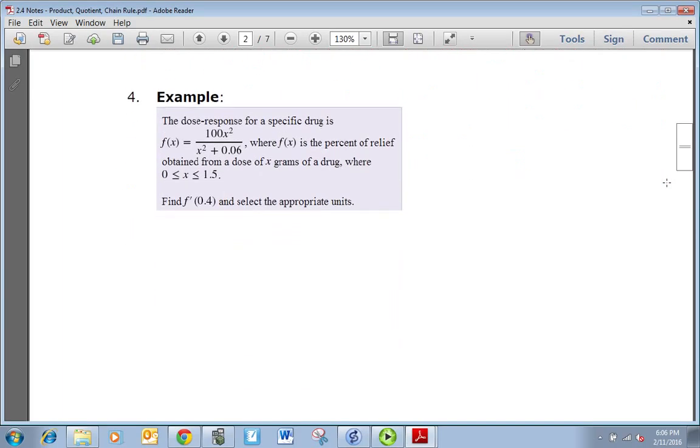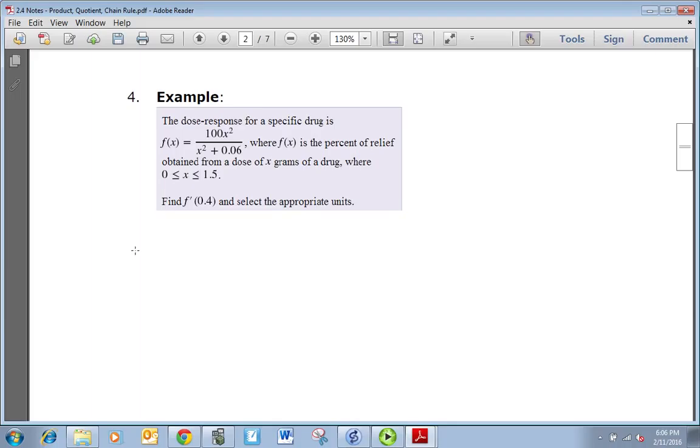All right, the dose response for a specific drug is f of x equals 100x squared over x squared plus 0.06, where f of x is the percent of relief obtained from a dose of x grams of a drug. And x is going to be between and include 0 to 1.5. We want to find f prime of 0.4.